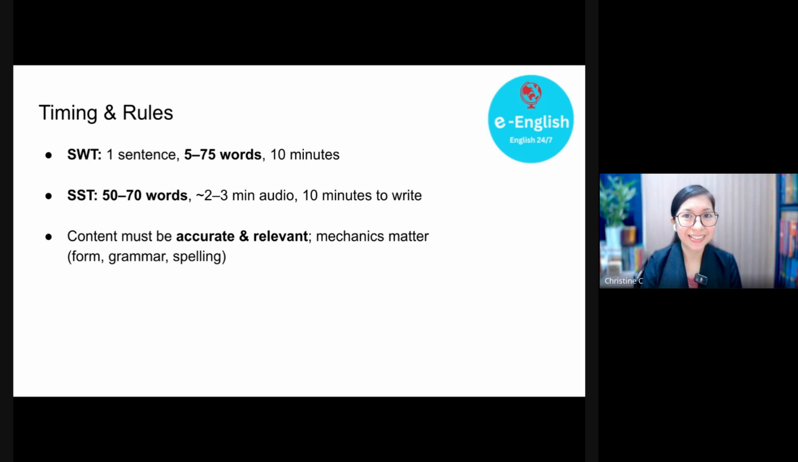Today's session is on summarized written text and summarized spoken text for the PTE.